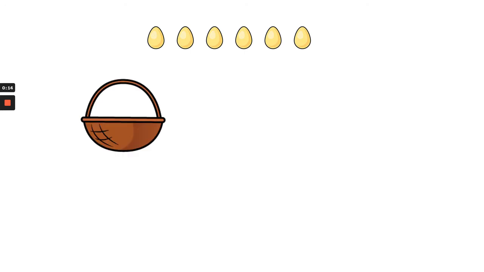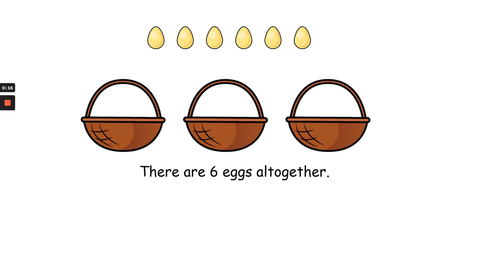So today I have 6 eggs and we're going to share my 6 eggs into 3 baskets. There are 6 eggs altogether and you should be easily able to do this because this is a recap from yesterday's lesson with Mrs. Tarry. So we're going to share my 6 eggs equally between the 3 baskets. How many eggs do you think I'm going to have in each basket at the end? Let's take a look if you're right.